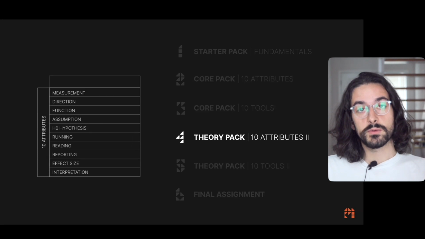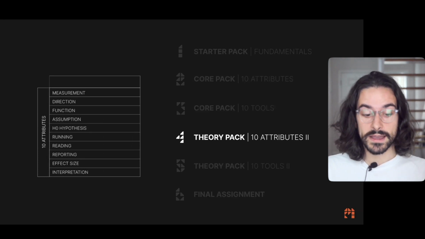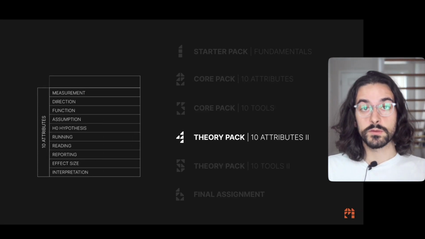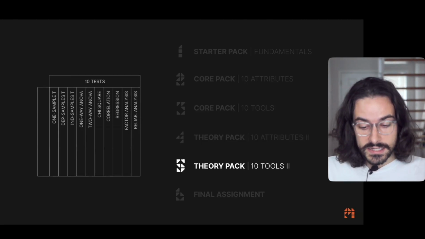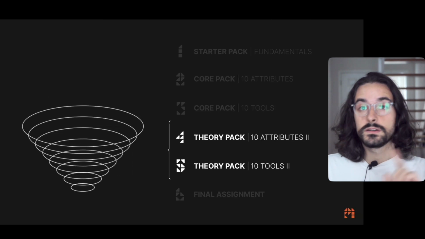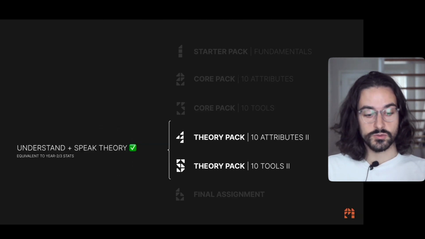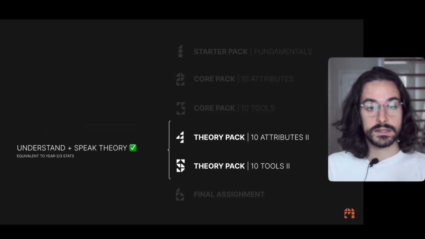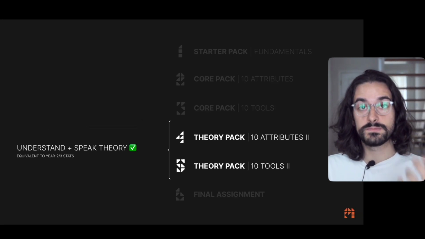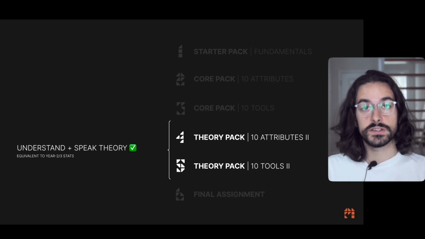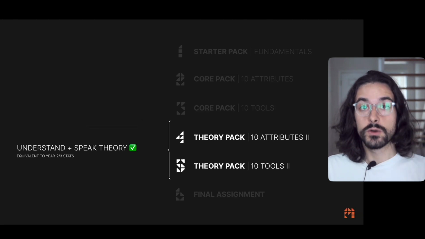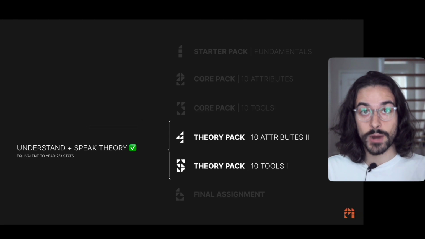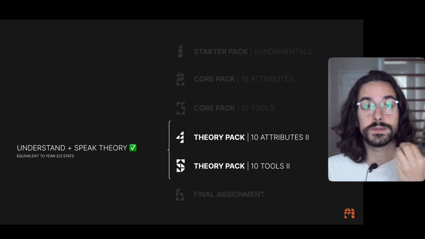Moving on to the theory pack, we're going to do the same thing we just did in the core pack, but now we're going to repeat everything with a more theory focus, both the 10 attributes and the 10 tests again. At the end of this, we're going to have looped through everything at least twice, and you're going to understand and speak theory. I tell my students that learning stats is about learning how to speak the language, because maybe you understand the concepts, but you don't understand the names. And then you go take an exam and you don't know what they're talking about because you didn't really practice the language. It's just like speaking Spanish.